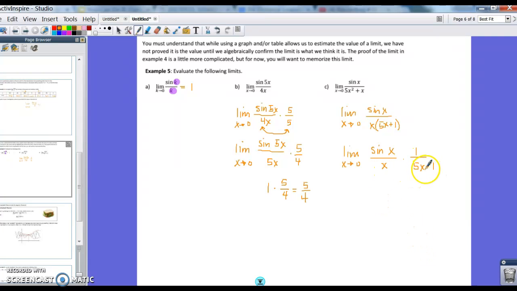And because this is the limit of a product, I just have to take the limit of each of these. So the limit of sine x over x is 1. And here I can do direct substitution. If I plug 0 in there, I get 1 over 1. And so my answer here is 1.